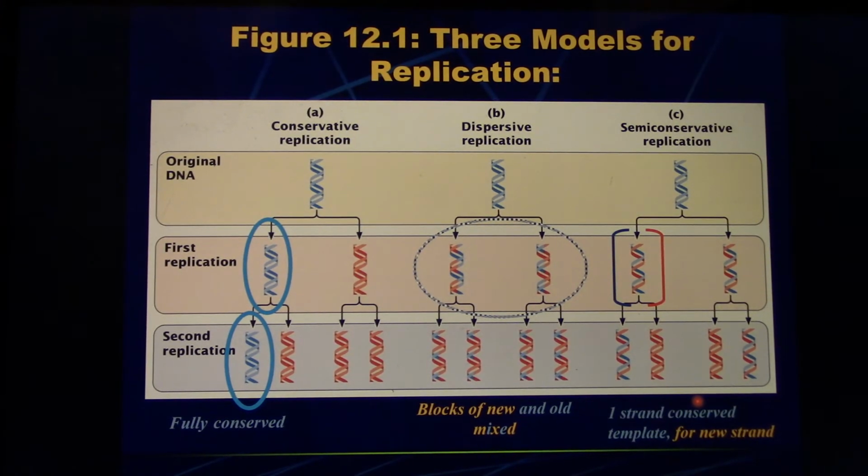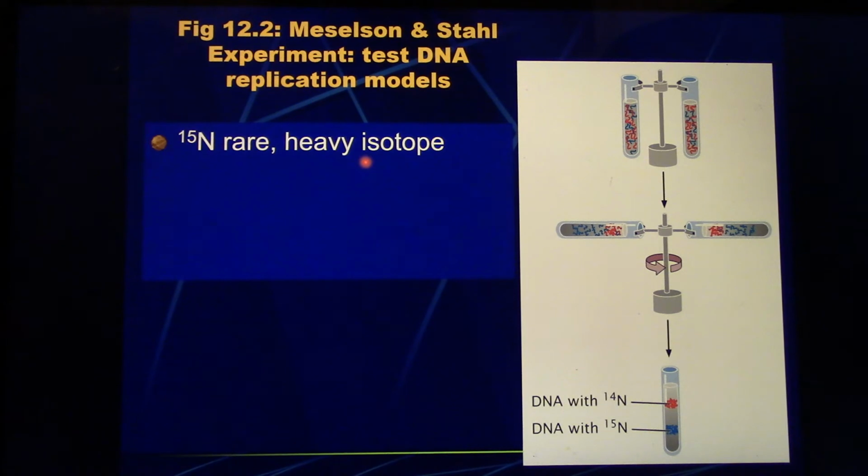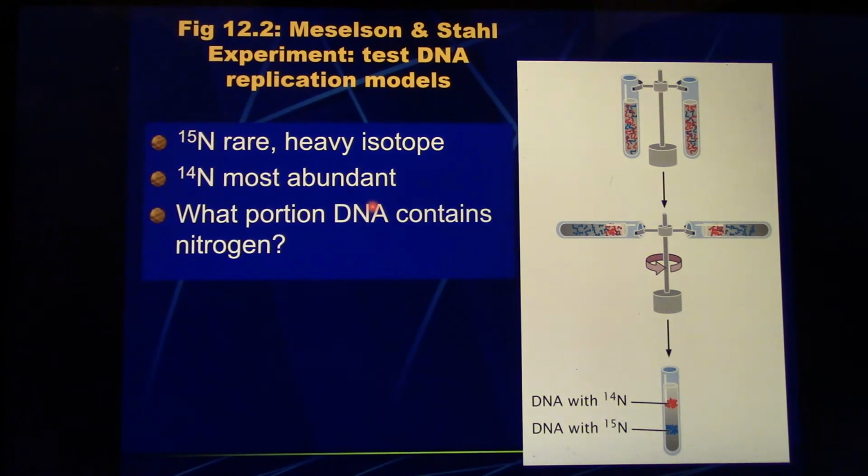So these are the three models, and there were a couple of scientists by the last names of Meselson and Stahl that said, hey, let's test those replication models and see which one is true. And they did that by using some heavy isotopes. These are not radioactive, but they're just heavy. There was a rare isotope of nitrogen called nitrogen-15 that they used, and they used nitrogen-14, which is most abundant in our world.